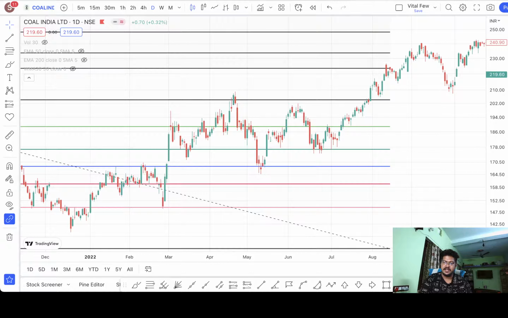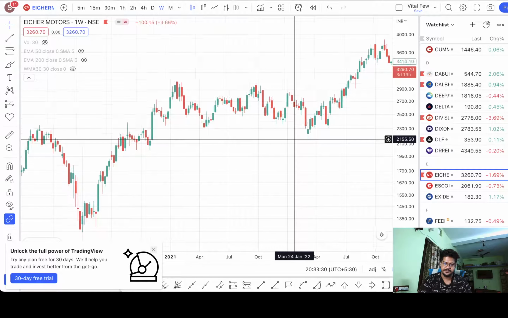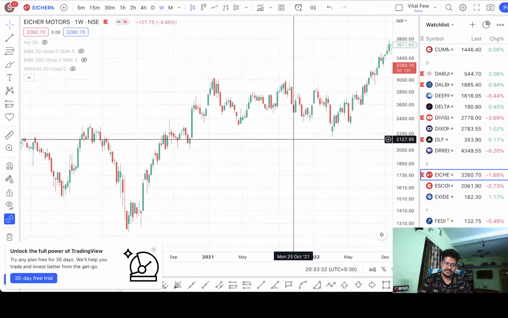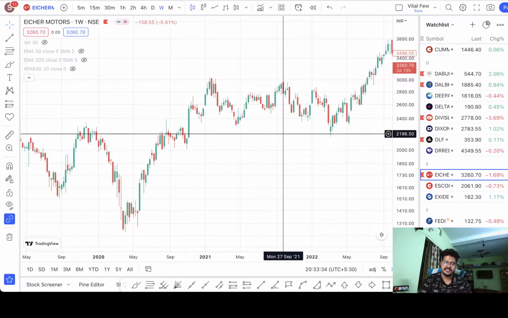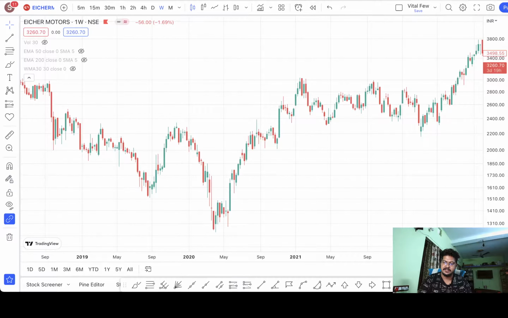Now let's go to another example, that is Eicher Motors. So what I will do is I will select these 2 points. Again, this is also in weekly chart. I will show 4 charts in weekly, and the final one I will show in a shorter time frame, like 1 hour. Okay, let me close the sidebar.